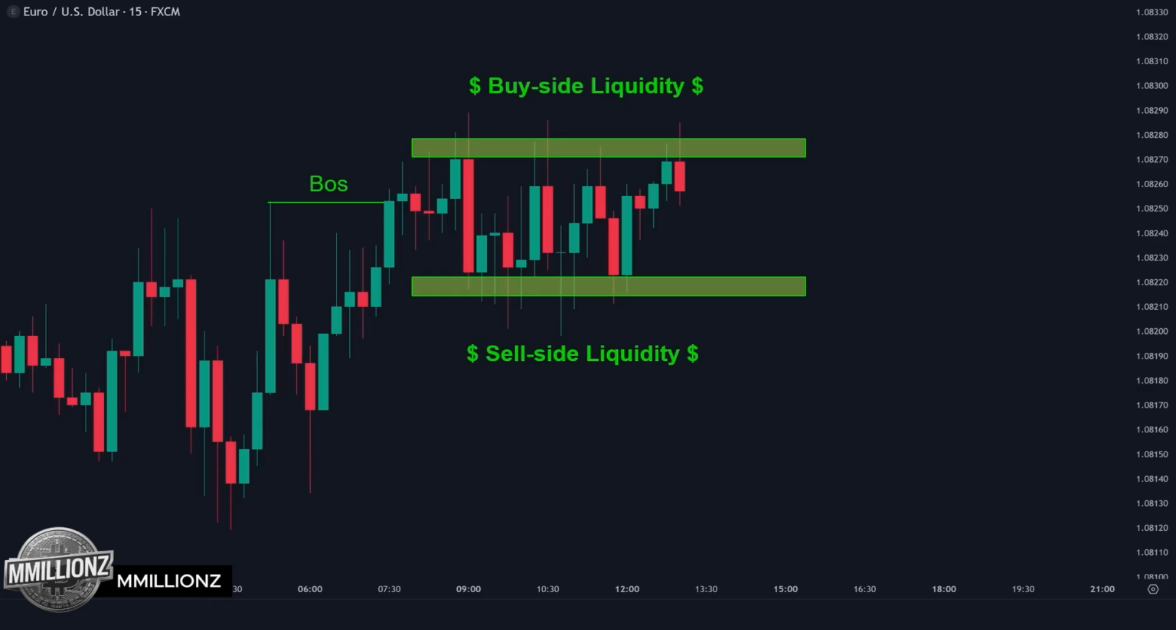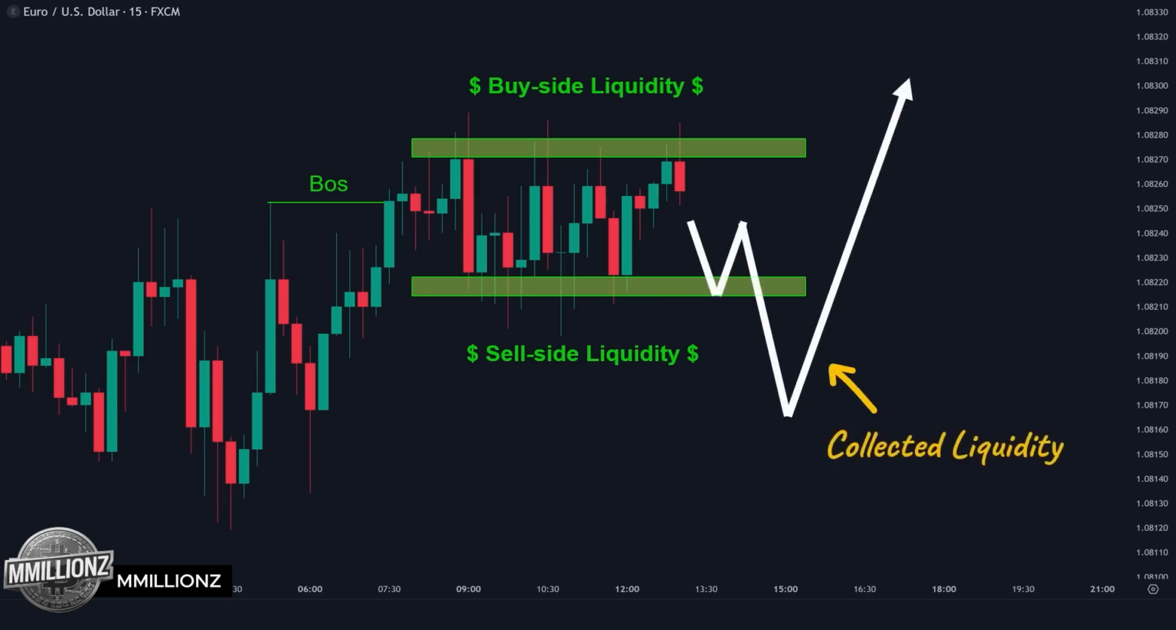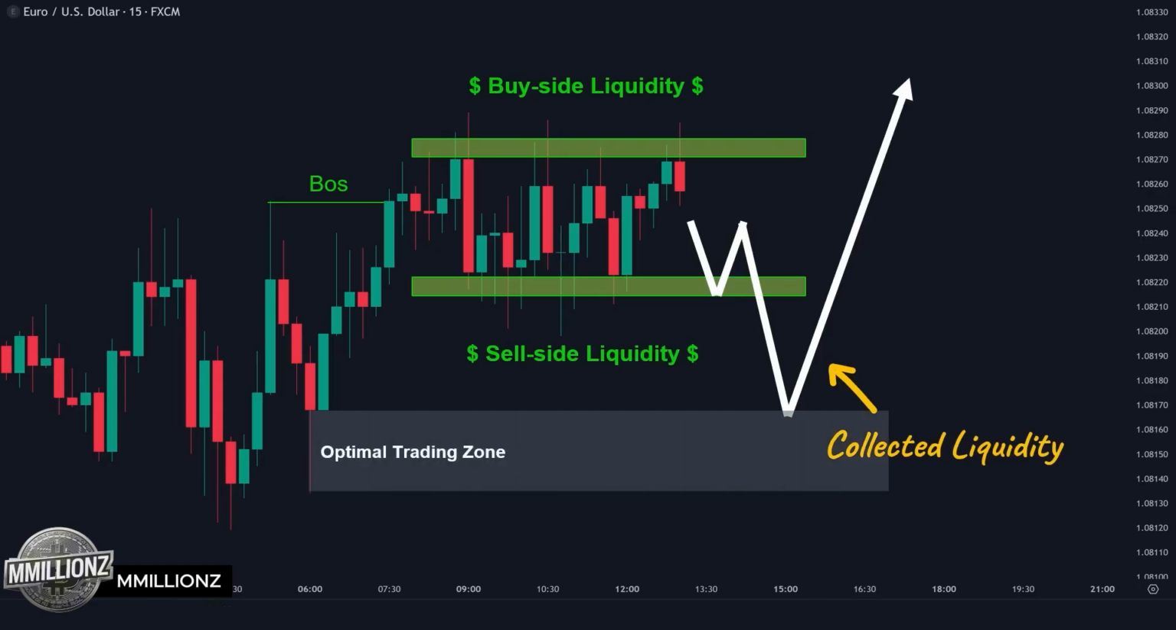Since our bias is bullish, an ideal trading opportunity would be to wait for the price to clear out the sell-side liquidity, and then find a demand area to enter long positions. Our target would be the buy-side liquidity. This rejection with a long wick could be an optimal demand area for future bullish momentum. If we zoom into lower time frames, we'll likely find fair value gaps within this zone.